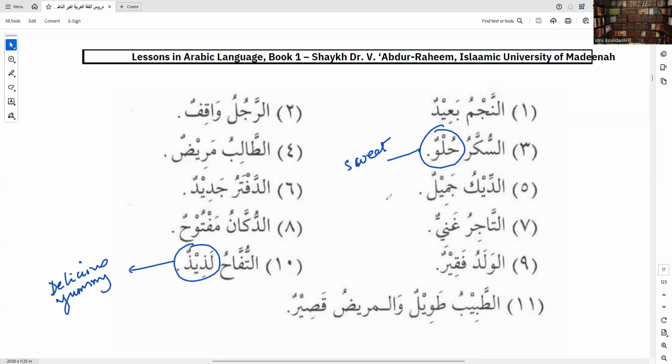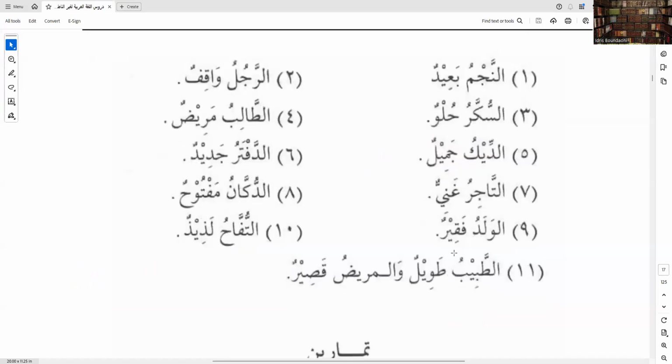Now let's look at sentence number 11. We have الطبيب طويل. The doctor is tall. والمريض, the sick, right? The sick person.